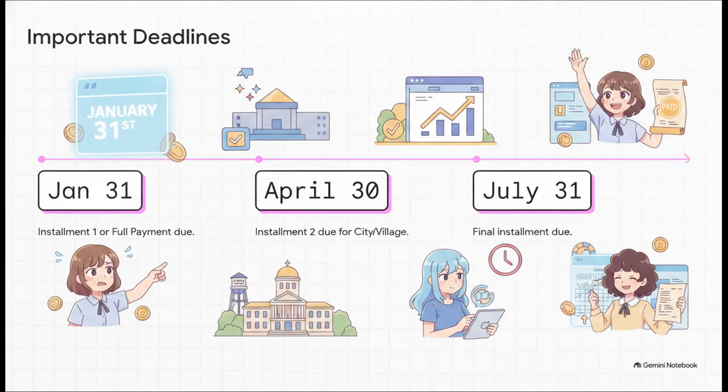And I literally cannot stress this enough. If that very first payment is not made by January 31st, state law immediately voids all of your installment options. Gone. The entire remaining balance becomes due right then and there.